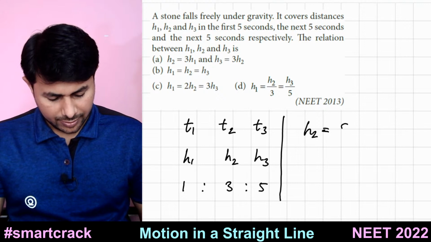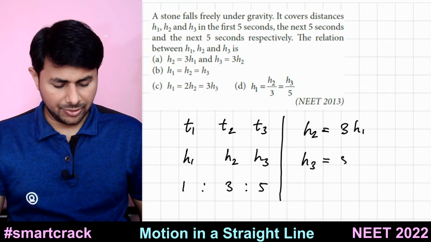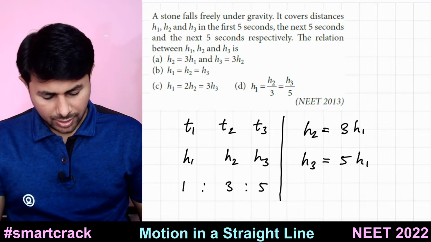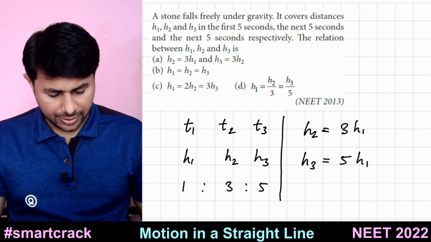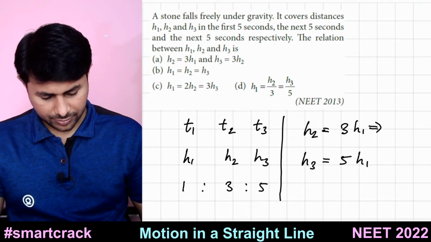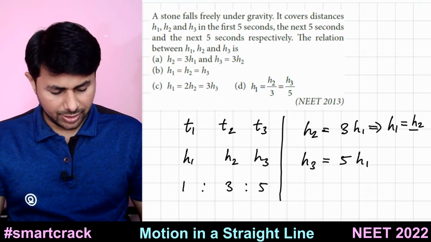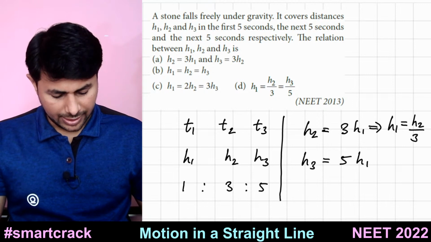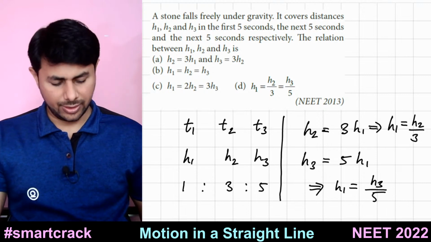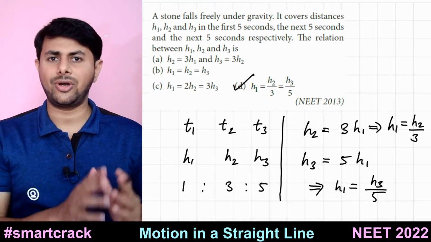Okay, and h3 equals how much? It is 5 times h1. So now you can find out h1 from here. So h1 equals how much? H1 equals, take 3 on the other side, it is h2 divided by 3. And from here you can find h1, it is h3 divided by 5. So option D is the answer, directly based upon Galileo's law of odd numbers.